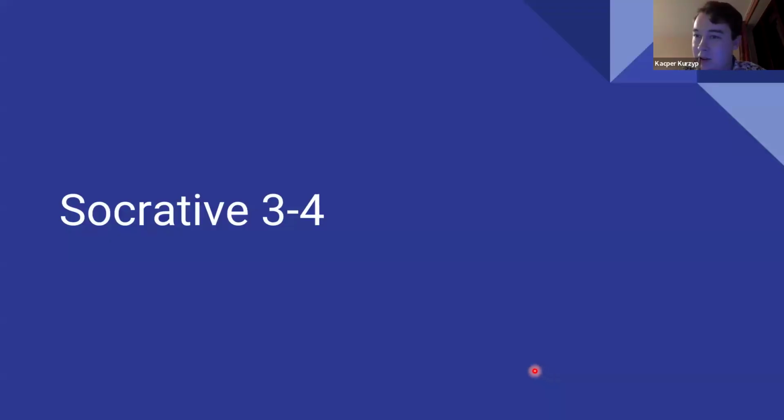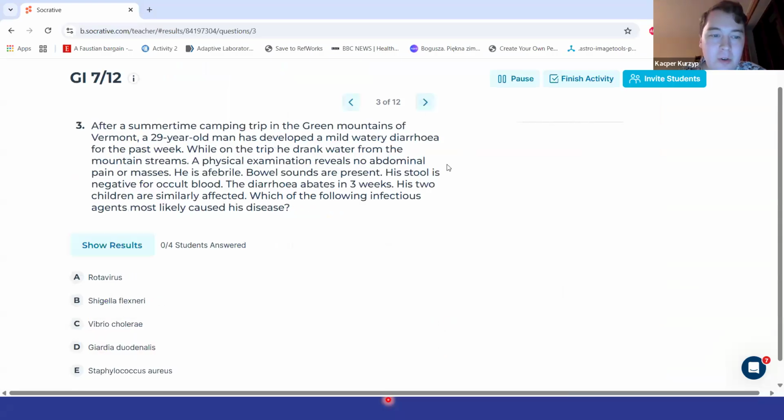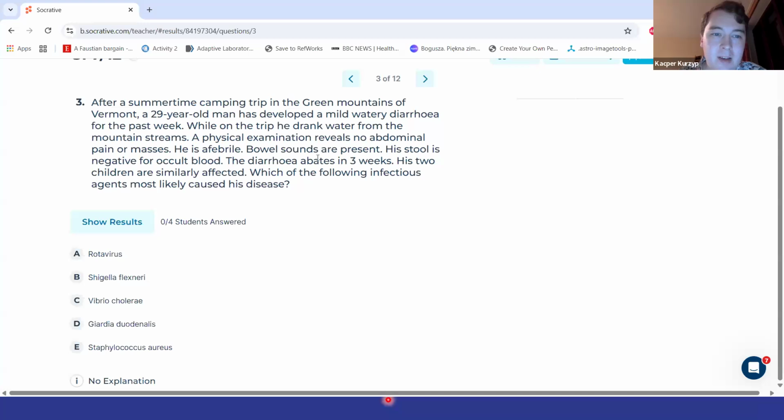Who's up for some more Socratives? We'll try to go faster this time around. So, hopefully you can see the Socrative. Have a go at this question.